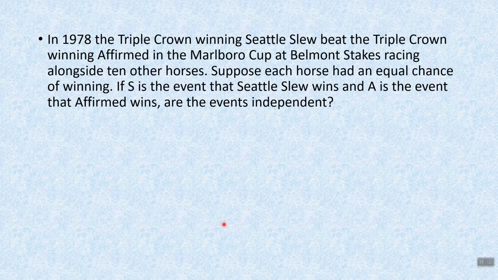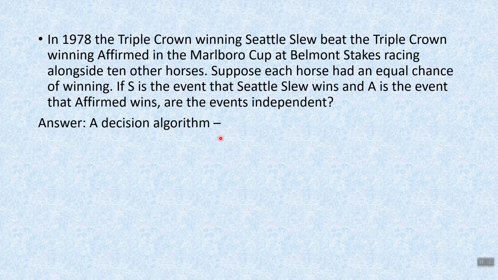Okay, let's talk about independence here. In 1978, the Triple Crown winning Seattle Slew beat the Triple Crown winning Affirmed in the Marlboro Cup at Belmont Stakes, racing alongside 10 other horses. This is fact. You can look it up. The Marlboro Cup is no longer run at the Belmont Stakes, but this is one of only 3 times that 2 Triple Crown winning horses were in the same race. Let's suppose each horse had an equal chance of winning, all 12 of them: 10 others, Affirmed and Seattle Slew. If S is the event that Seattle Slew wins and A is the event that Affirmed wins, are the events independent?